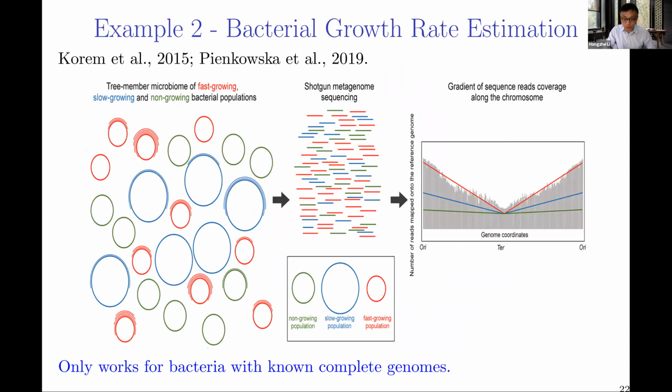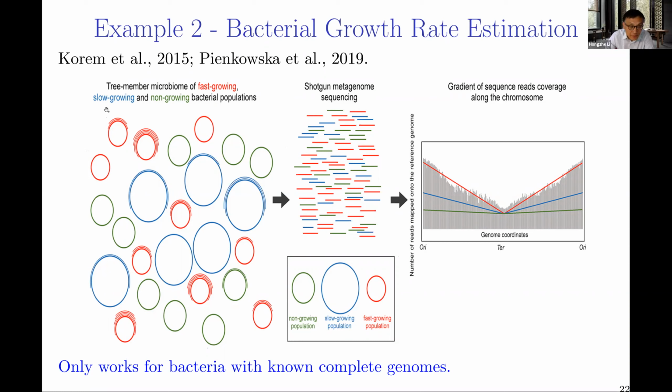Okay, so now I move on to the second example, which is related to estimating the bacterial growth rate based on shotgun metagenomic sequencing data. So here's the idea. Remember, with this data we only have a cross-sectional sample of the microbial communities, so we don't have any longitudinal observations. But the trick is, even so, you can still roughly get an estimate of how fast the bacteria are dividing.